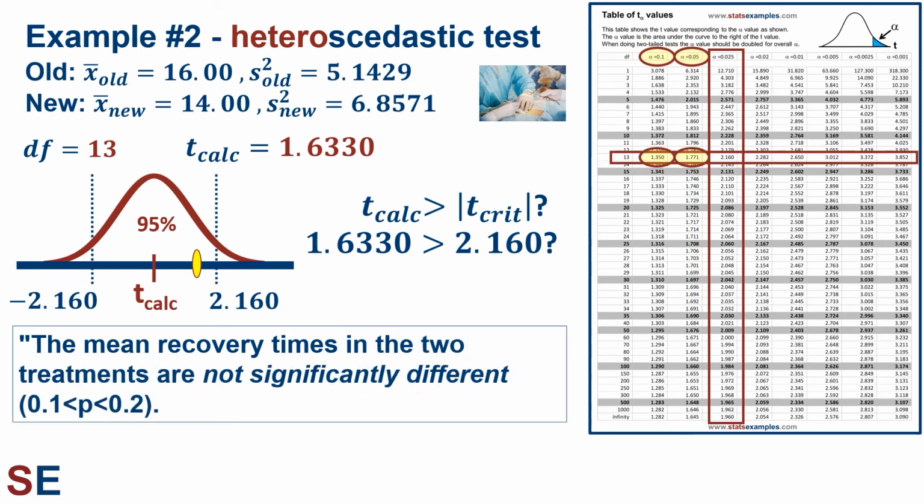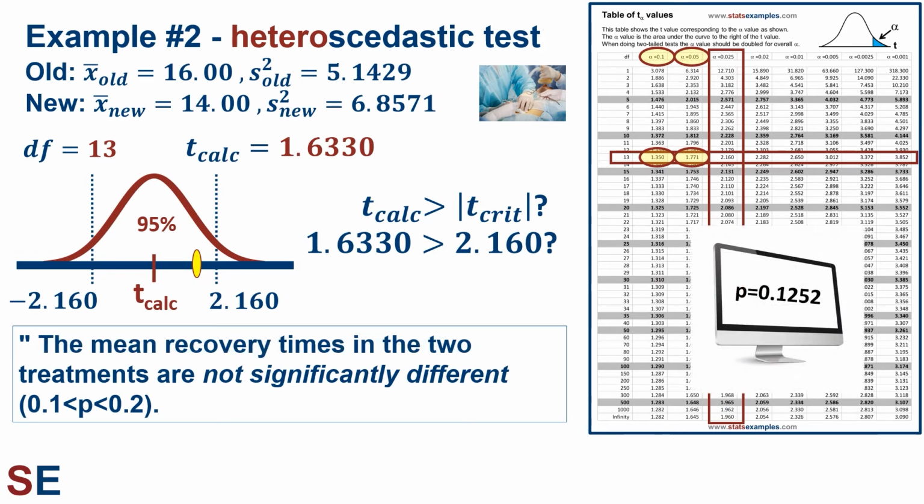Looking at the rest of the t-values on the row, we can see that the t-calculated value of 1.6330 lies between the values of 1.350 and 1.771, which correspond to overall p-values of 0.2 and 0.1. We therefore state that the mean recovery times in the two treatments are not significantly different, 0.1 < p < 0.2. With a computer, we can obtain the precise p-value, which is 0.1252. The slightly higher p-value reflects the lower degrees of freedom value because this is a heteroscedastic test instead of a homoscedastic test.